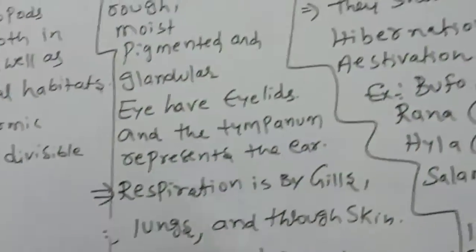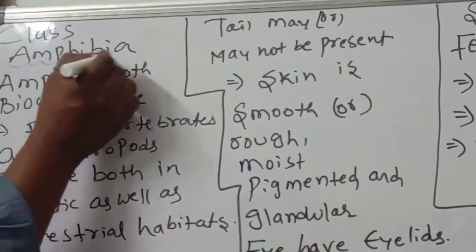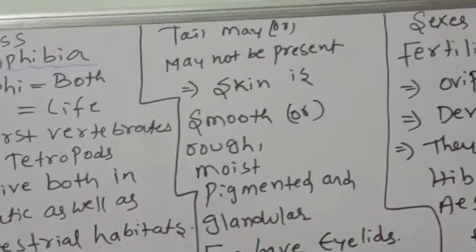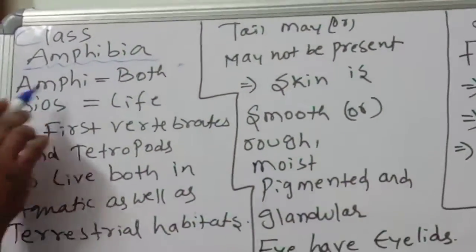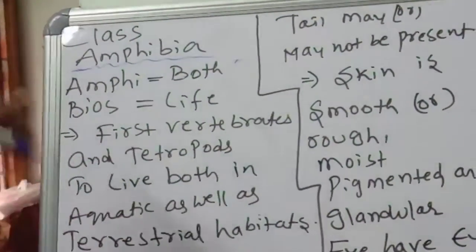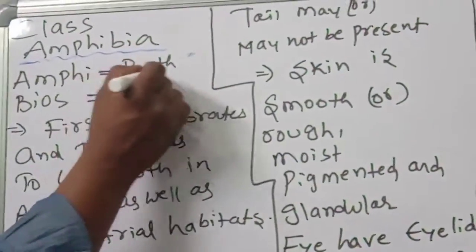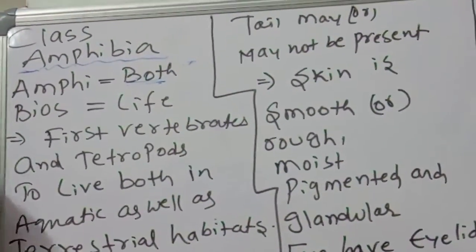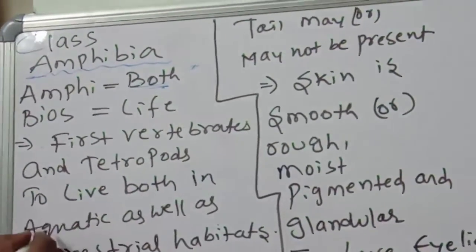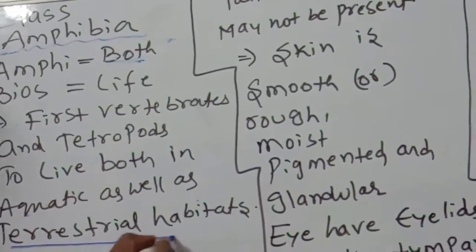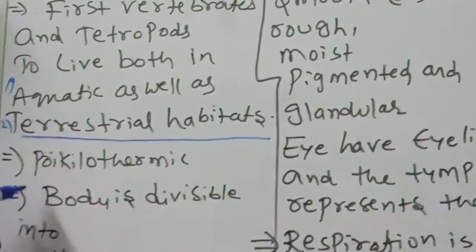We are going to discuss the class Amphibia. This point you have to remember. Amphi means both, bios means life. They live in the water and, at the same time, on land. That's why we are considering both. The first vertebrates and tetrapods to live both in aquatic as well as terrestrial habitats.